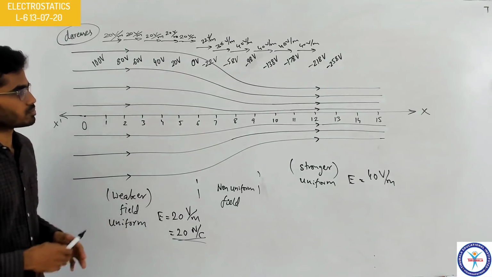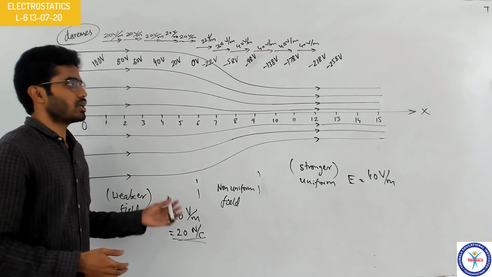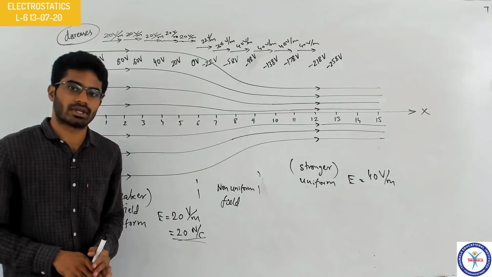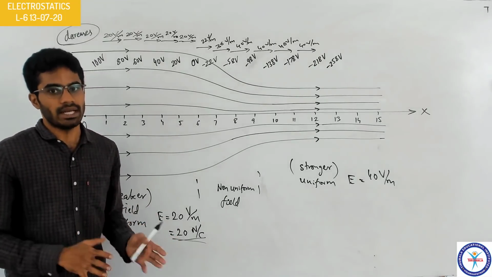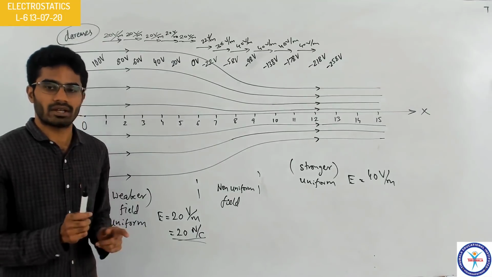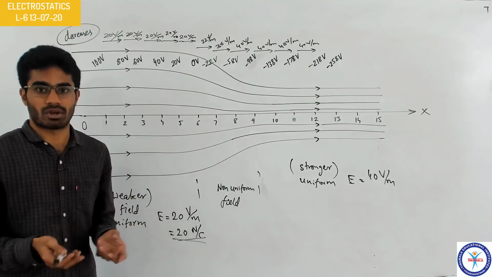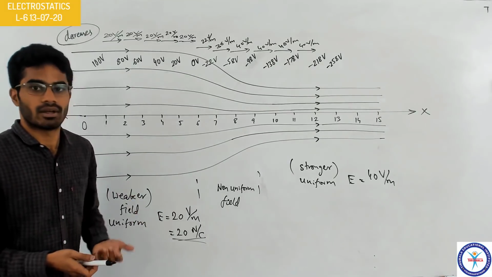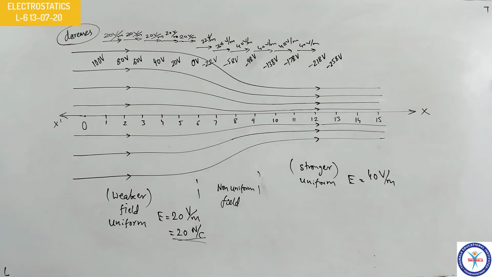This is how you visualize the field and potential relations. This is a very important idea. You don't have to solve many complicated problems on this for now. Just try to understand the relation between field and potential. One simple definition: the magnitude of the field is nothing but the rate at which the potential is decreasing with position. That's it.